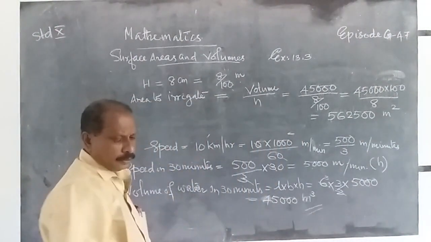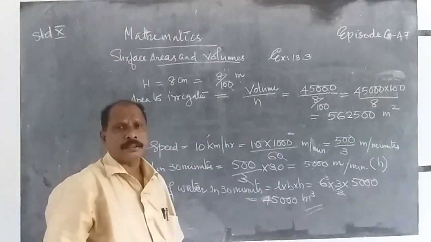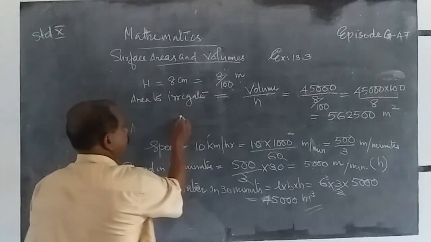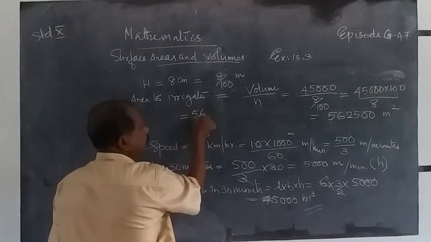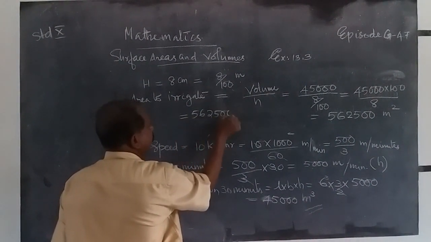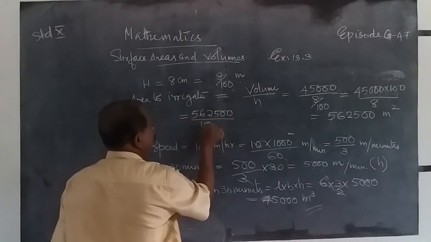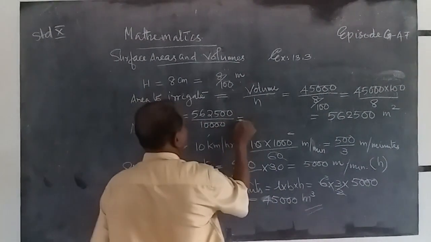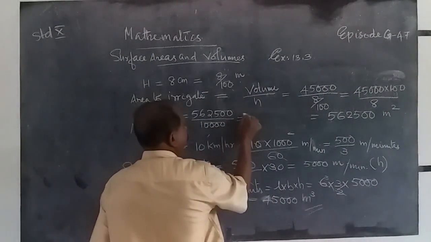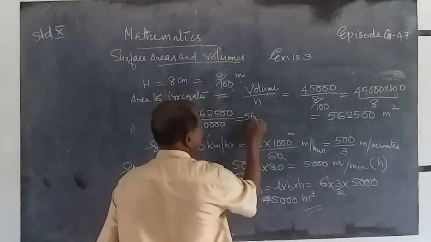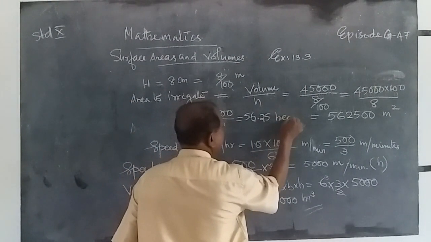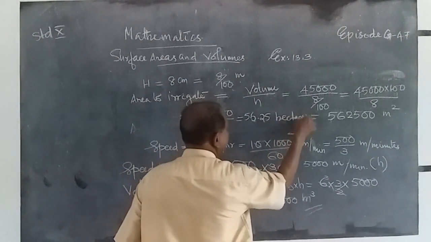Therefore, it is converted into hectare. 10,000 meter square is 1 hectare. Therefore, that is equal to 5625000 by 10,000. Is equal to how many digits? 4 digits. 56.25 hectares.